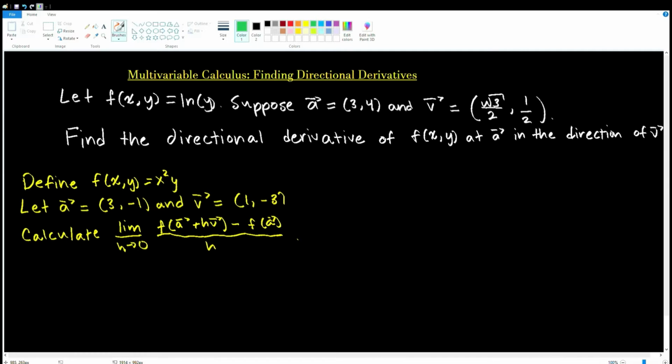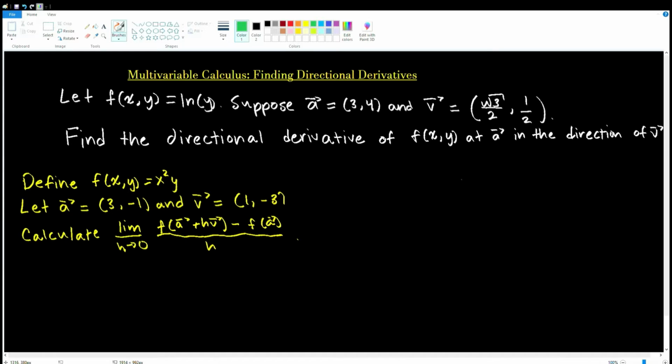Let f of x, y equal ln of y. Suppose the vector a equals the coordinates (3, 4), and the vector v equals the coordinates (square root of 3 over 2, 1 over 2). Find the directional derivative of f of x, y at a in the direction of v.